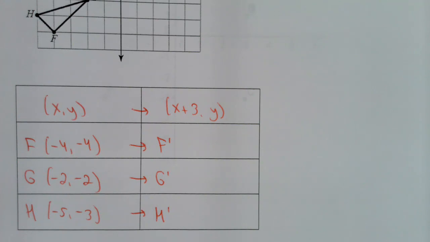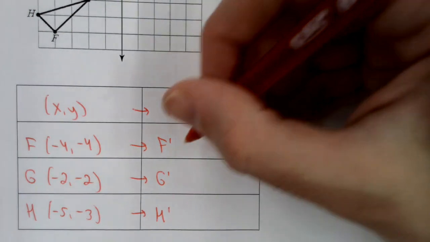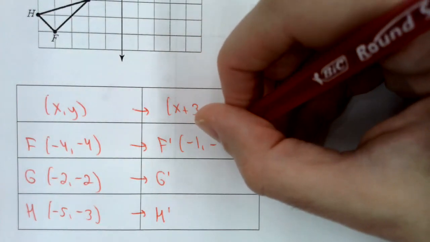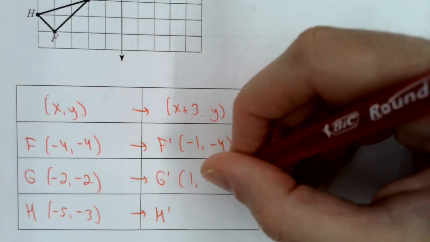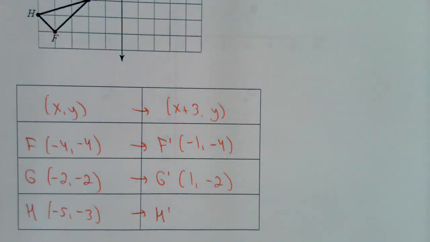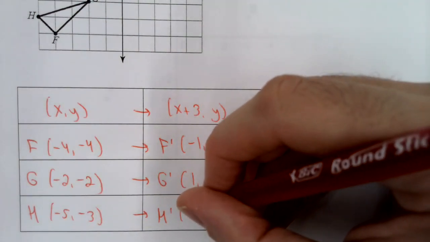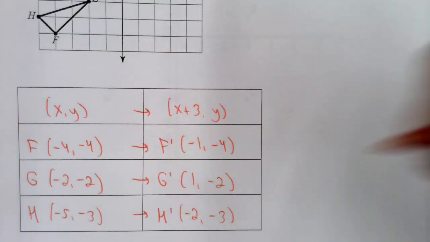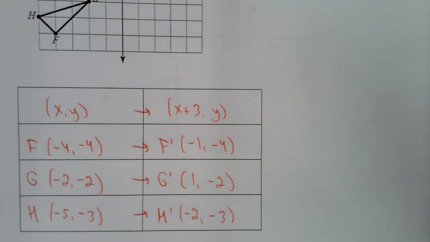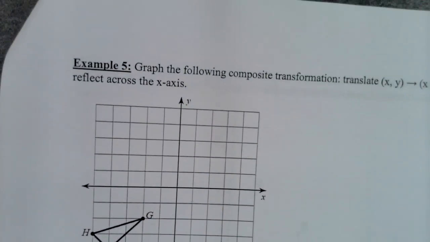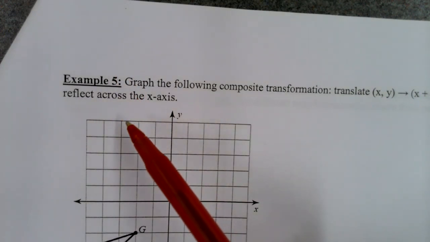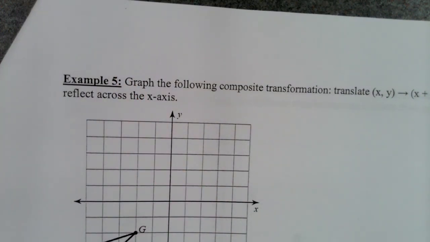So add 3 to the x and leave the y alone. So F prime will be negative 1, negative 4. G prime will be 1, negative 2. And H prime will be negative 2, negative 3. Now again, you don't have to graph those if you don't want to. I'm just going to graph the final image. Next, we are going to do a reflection across the x-axis.